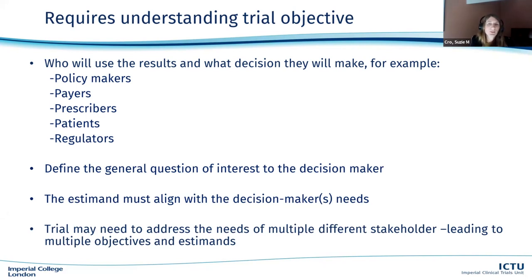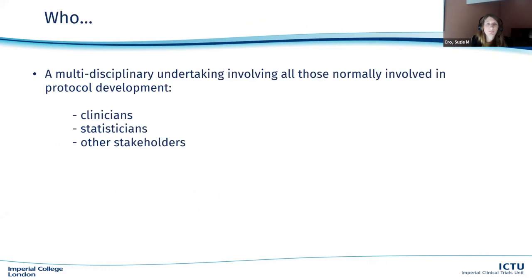And it might well be that a trial needs to address the needs of multiple different stakeholders. And this would be important to understand at this stage, leading to multiple objectives and estimands. Then the who: who should be involved when constructing estimands. I hope it's already quite clear that this should be a multidisciplinary undertaking, so involving all those normally involved in protocol development. So this includes clinical team members, statisticians, and other stakeholders.